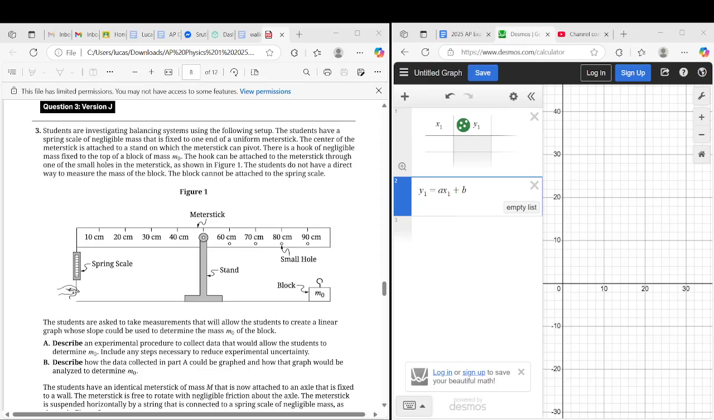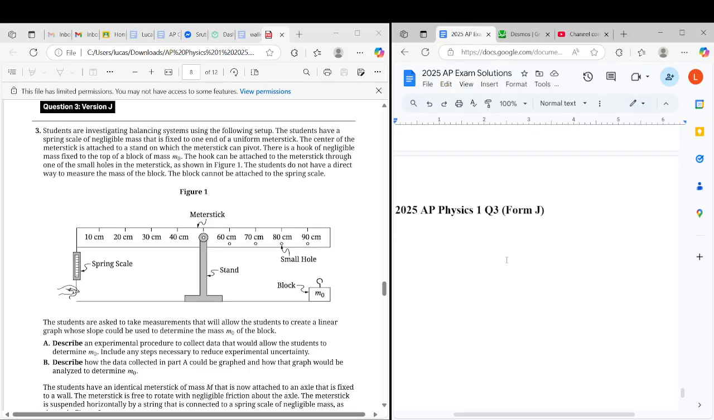Hi guys, so today we're going to go over question 3 on Form J of the AP Physics 1 test. So question 3, as always, is an experimental design question with two parts. For the first part, we're given an experiment and a setup, and we're going to have to design an experiment to find something, based on a linear graph. So this is the part where we're going to make the experiment.